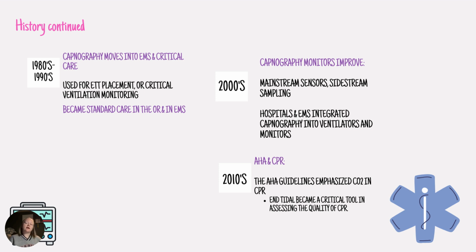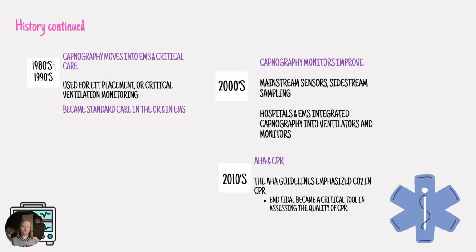In the 2000s, capnography devices began to improve. We have our mainstream sensors and our side stream sampling. So our mainstream sensors are where the sensor is placed directly into the airway circuit. So this is faster and more accurate at the airway with little to no delay. The side stream sampling is allowed to be used in non-intubated patients via a nasal cannula, which is lightweight and flexible in most settings.